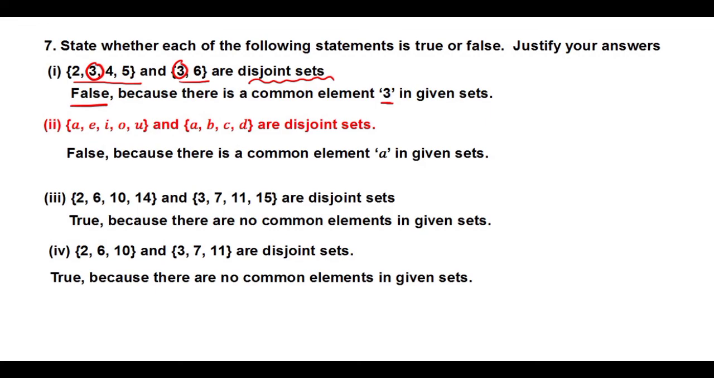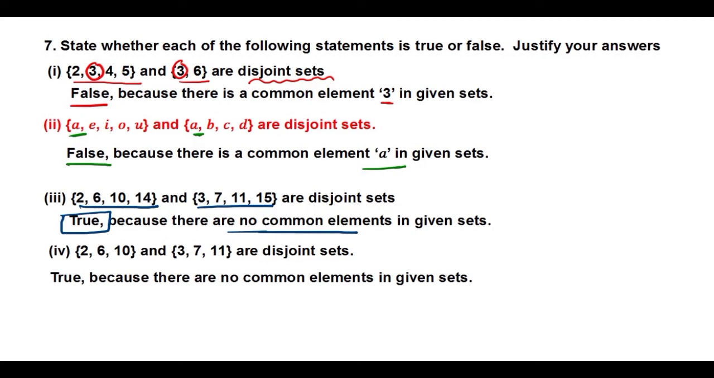Okay, and the next one is A, E, I, O, U and A, B, C, D. So A is the common in the both. Then how it is disjoint? So the answer is false. The reason is common element A in the given set. Similarly, third one, 2, 4, 6, 10, 14 and 3, 7, 11, 15. If you observe in the both, you cannot find any common element in the both, so that it is disjoint. So then the answer is here true, because there is no common element in the both sets.